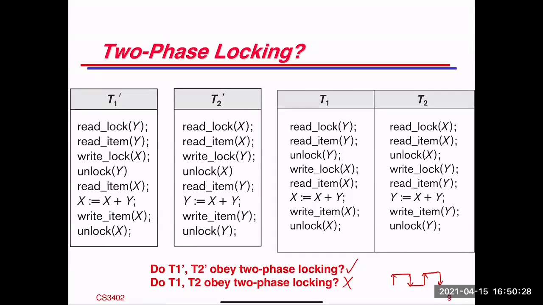Unlock allows other transactions to access a data item. For instance, if one transaction holds a write lock on data item X, then until that transaction releases the write lock, no other transaction can read or write that item X. At some point, hopefully that transaction will execute unlock X, and then all the other transactions will be able to access it.